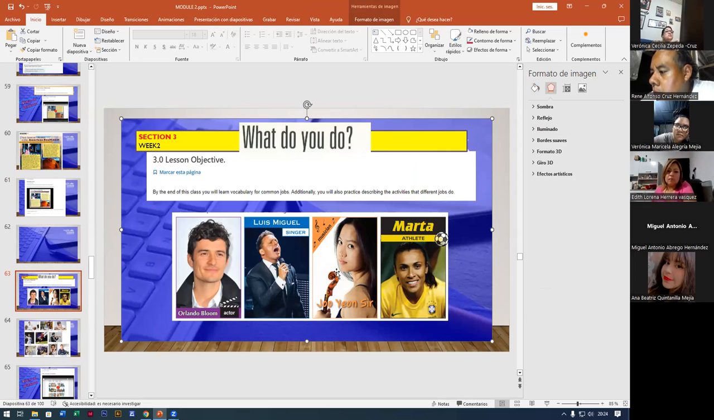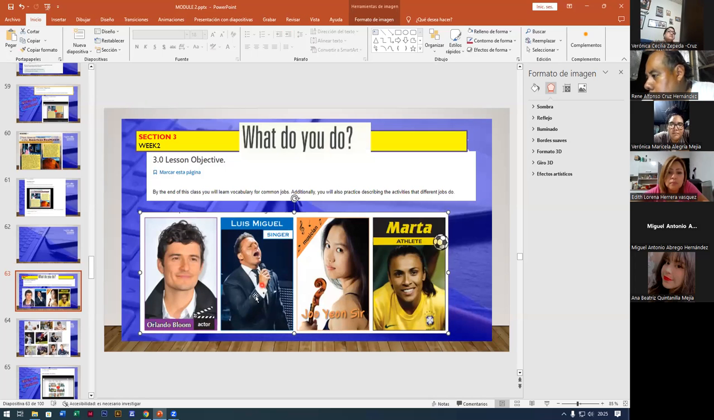¿A qué te dedicas? ¿Qué haces? What do you use your time for? What's your profession? What's your occupation? And here we have different ones. For example, what do you think that he is? What does he do? He's an actor. Orlando Bloom, he's an actor. Excellent.